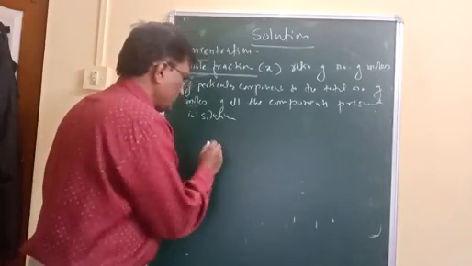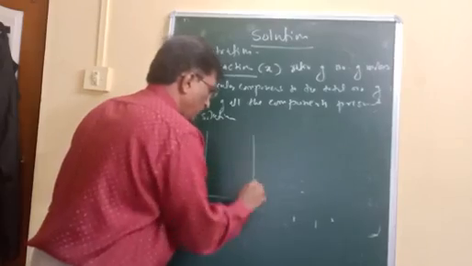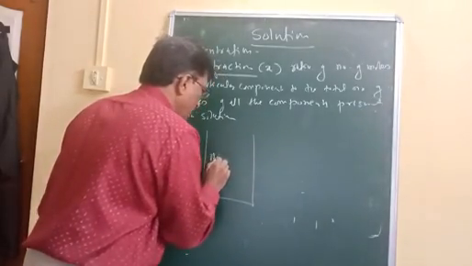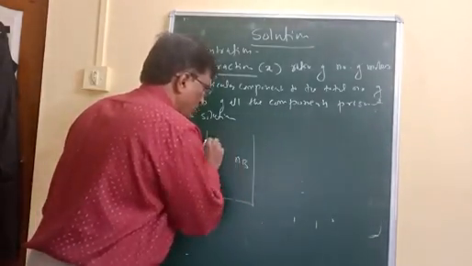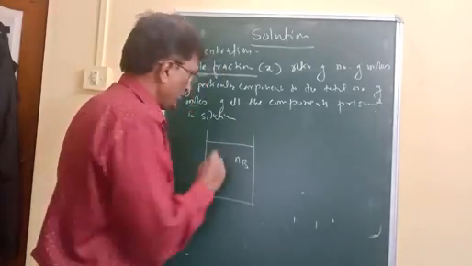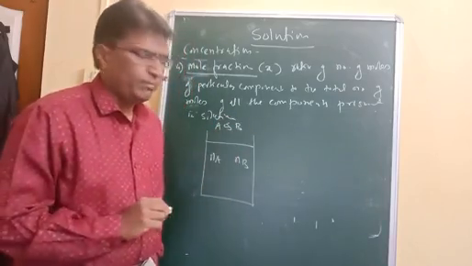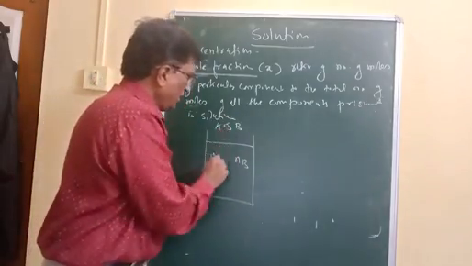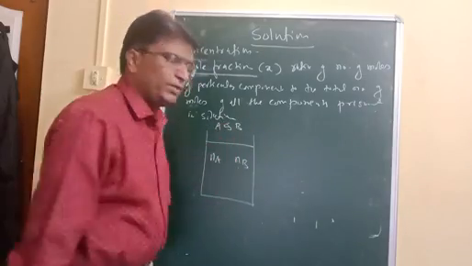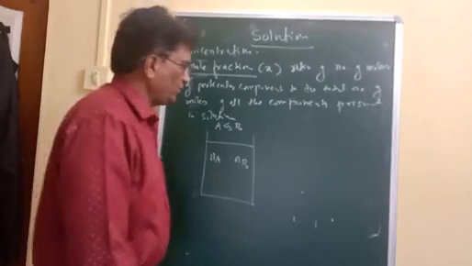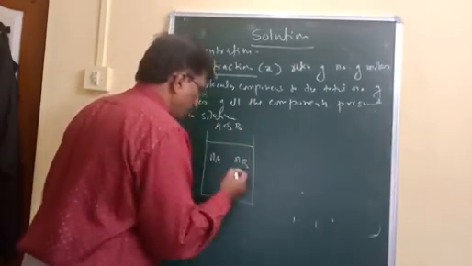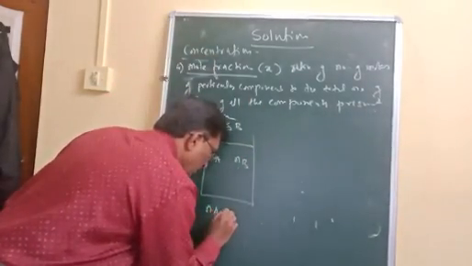Now if we suppose the solution is composed of Na moles of A component, Nb moles of B component. If suppose solution is composed of A and B components, suppose Na moles of A and Nb moles of B is present in that particular solution, then total number of moles become Na plus Nb.